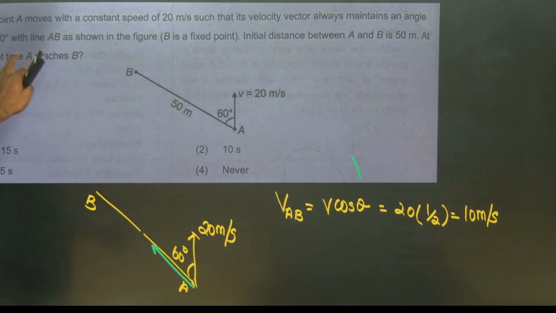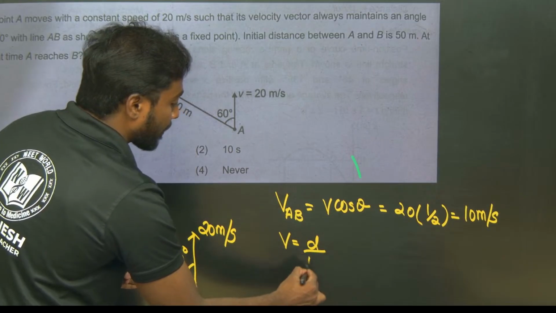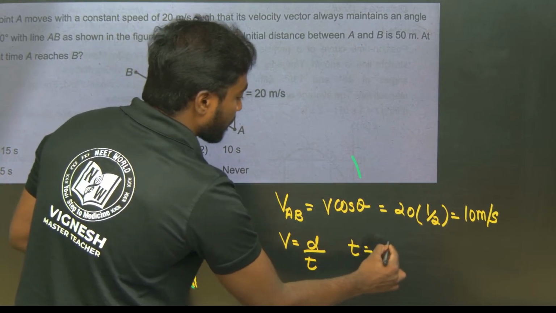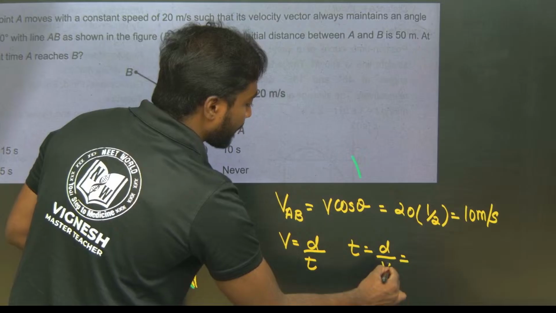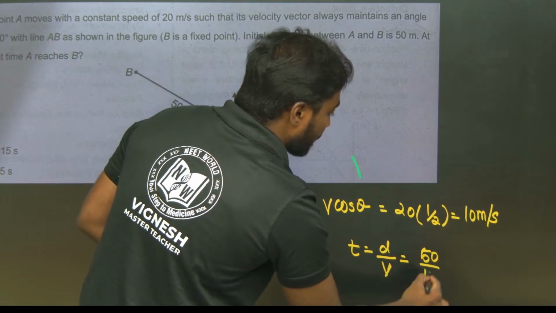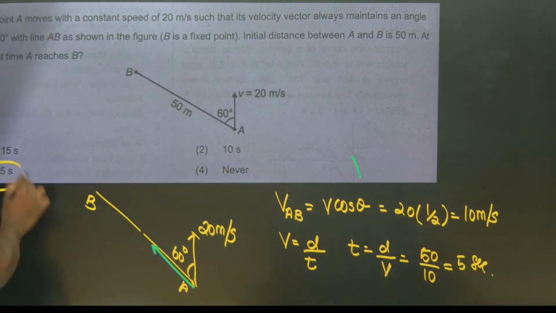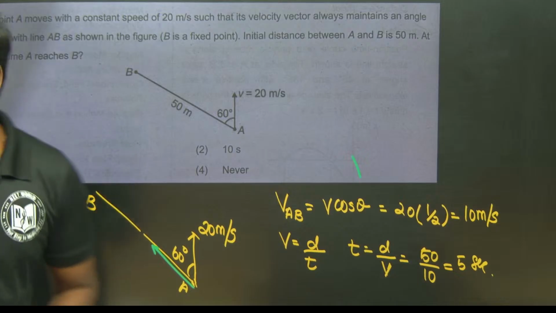They are asking about the time. Velocity is equal to displacement by time, so time is equal to displacement by velocity. What is the displacement here? 50 meter. 50 divided by 10 is nothing but 5 seconds. So 5 seconds is the answer. Option C.